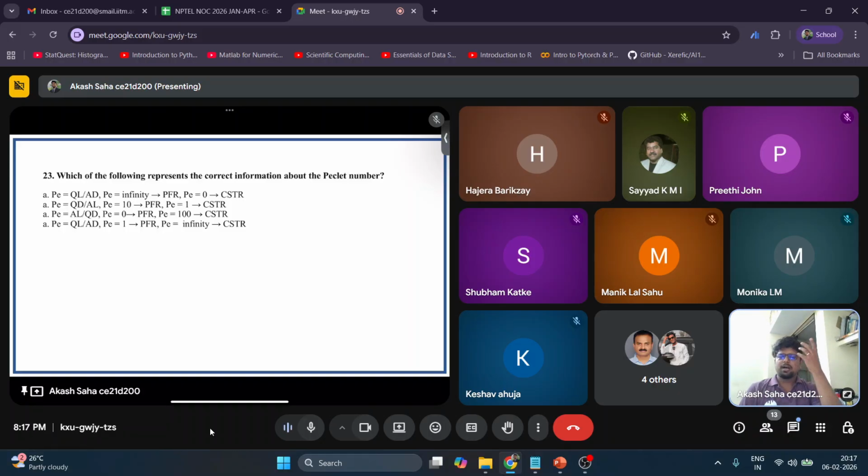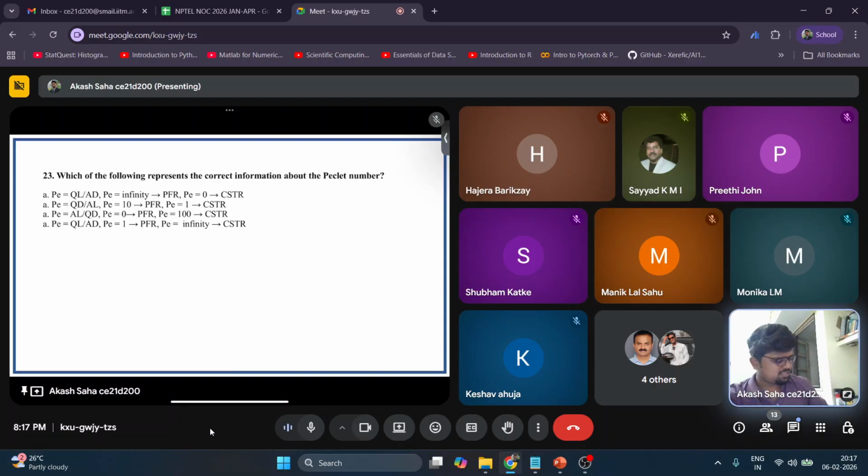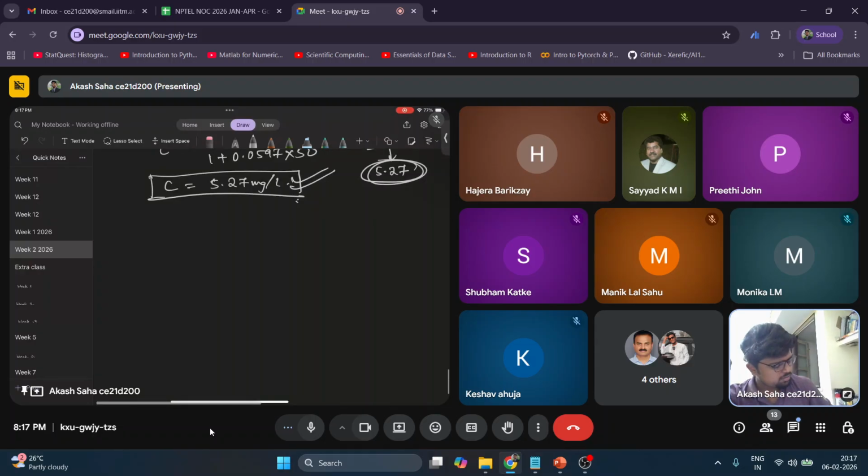So if you know the formula, half of the problem is solved. So this is A. Yeah, A is the correct answer. So for others, let me just clarify. Peclet number is nothing but the ratio of advective flux by dispersive flux. So this is the definition of Peclet number.